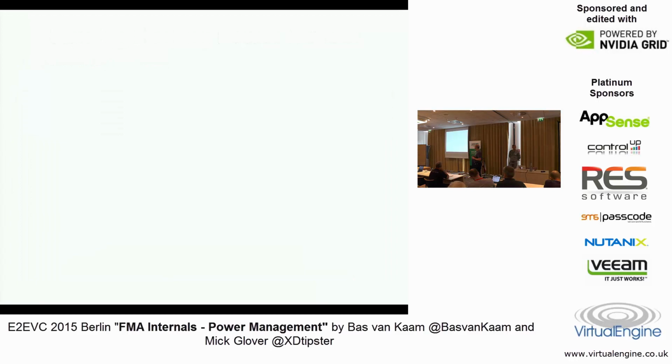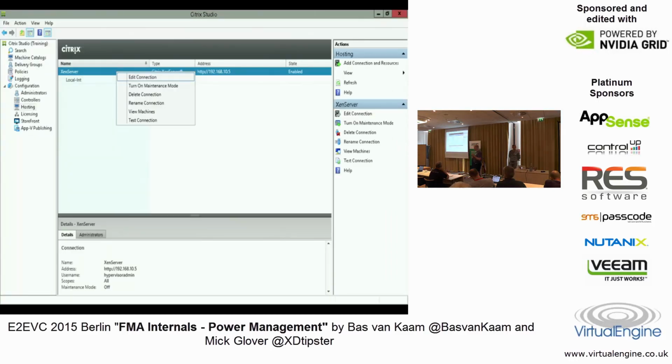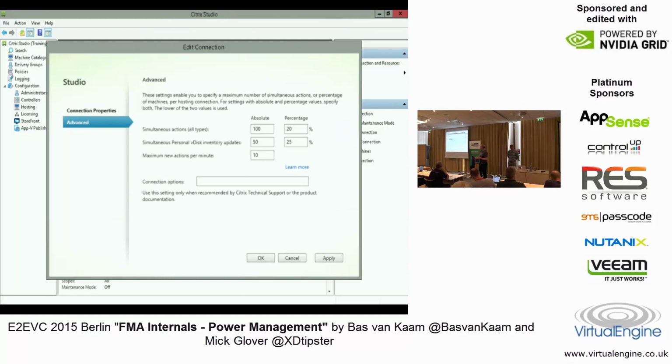So moving on swiftly. The thing about the throttling mechanism and the throttling values is they are defined at a per hypervisor connection level. So, if you're going to configure that through Citrix Studio, you just jump into your console, you click on your hosting node on the left-hand side, you can find your hypervisor connection, you can click Edit Connection, and you can click on the Advanced tab, and we have our throttling values right there.